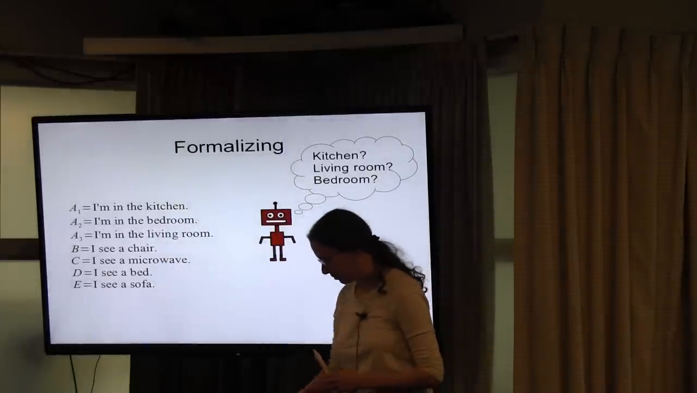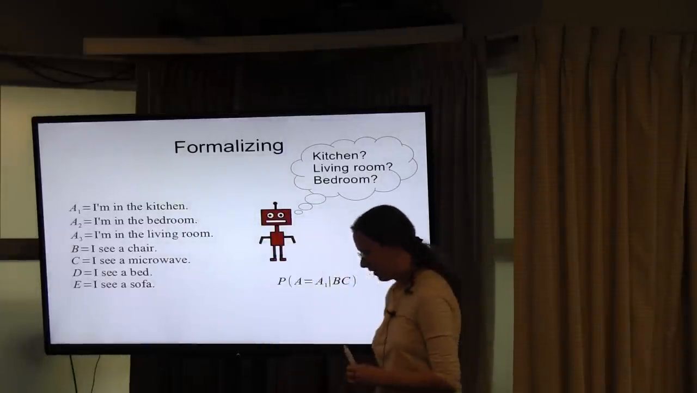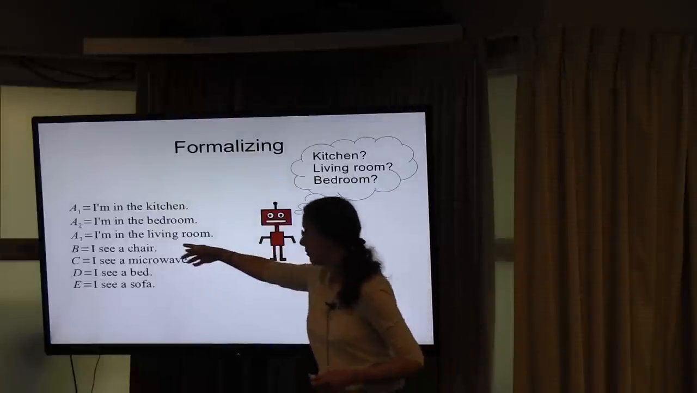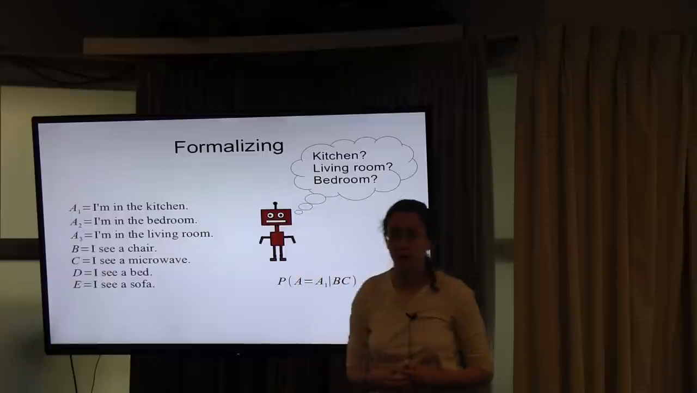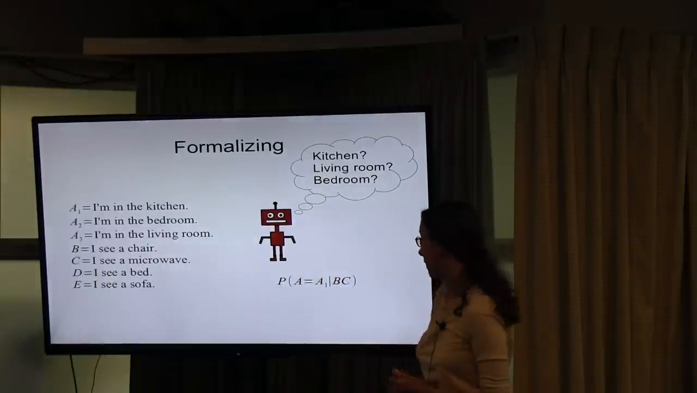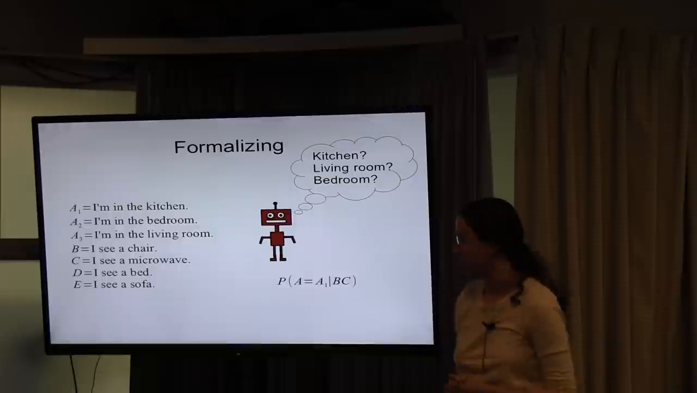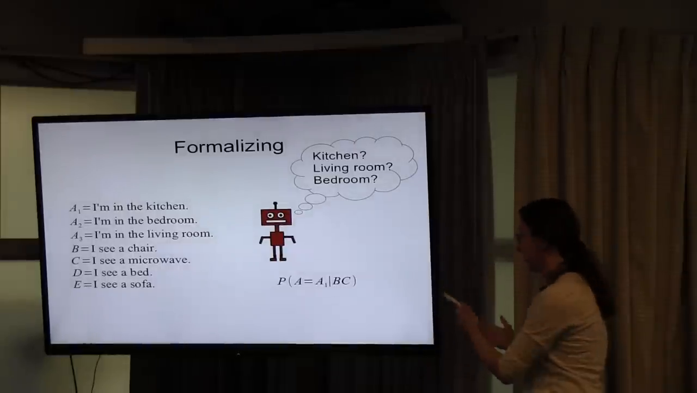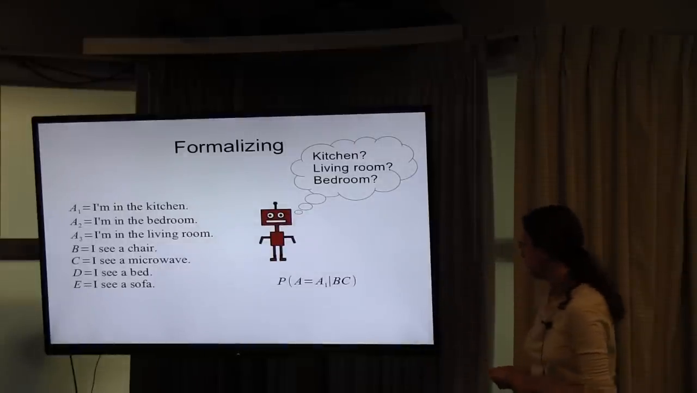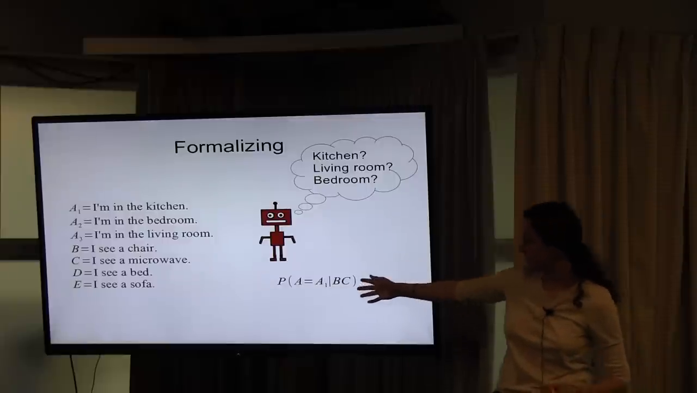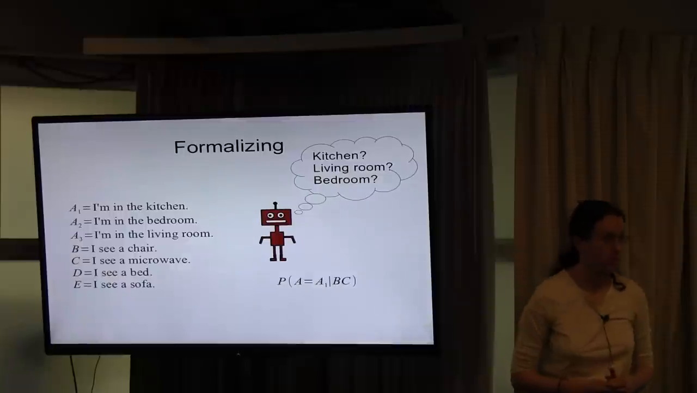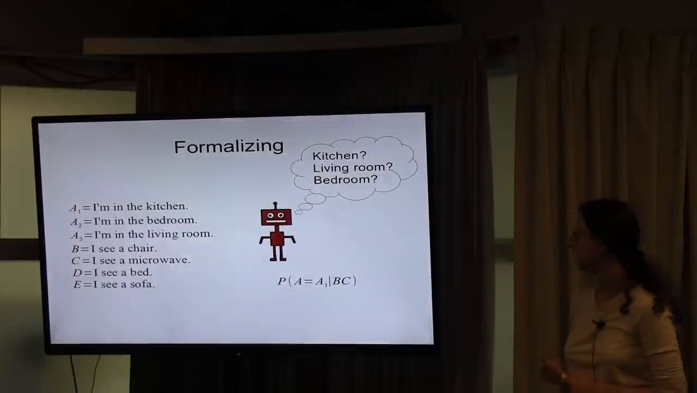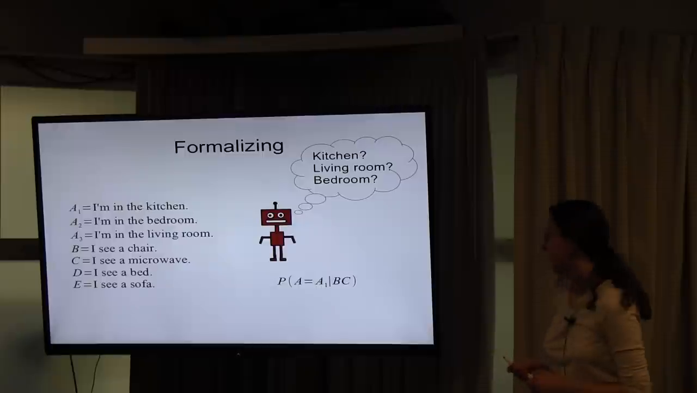All right. So then what we want to compute, if we're trying to do localization, is we get some observations. These are binary. I see a chair or I don't see a chair. I see a microwave or I don't see a microwave. I see a bed or I don't see a bed. I see a sofa or I don't see a sofa. And I'm trying to compute where I am given these observations of the environment. So what's the probability that I'm in the kitchen given that I can see a chair and a microwave?